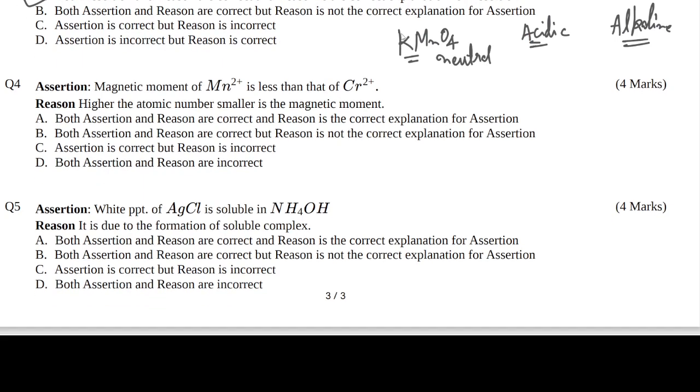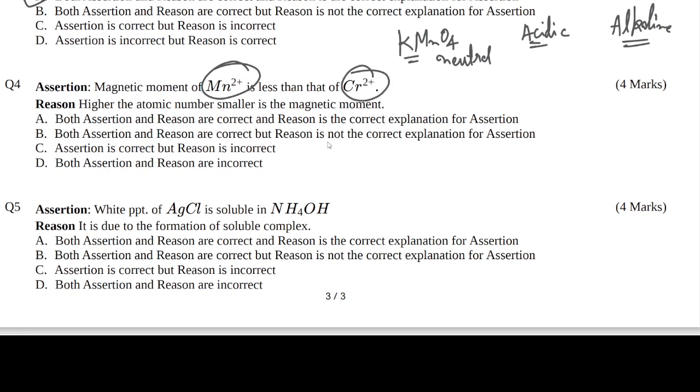Next question: the magnetic moment of manganese +2 is less than that of chromium +2. What kind of explanation can we give on this? Here we have some different options. Remember that here the assertion is true but the reason is false. So manganese plus 2 has less magnetic moment than chromium.